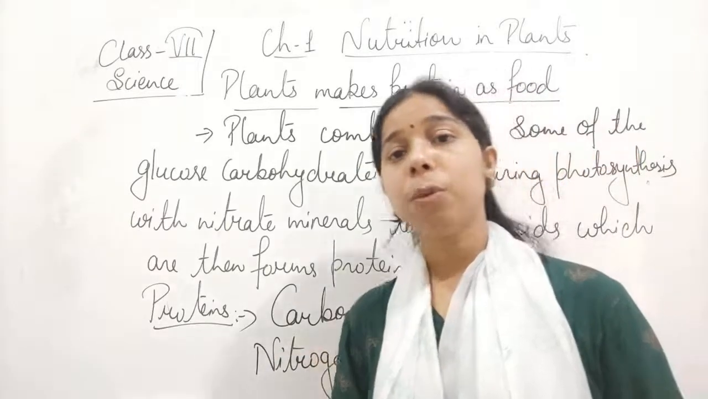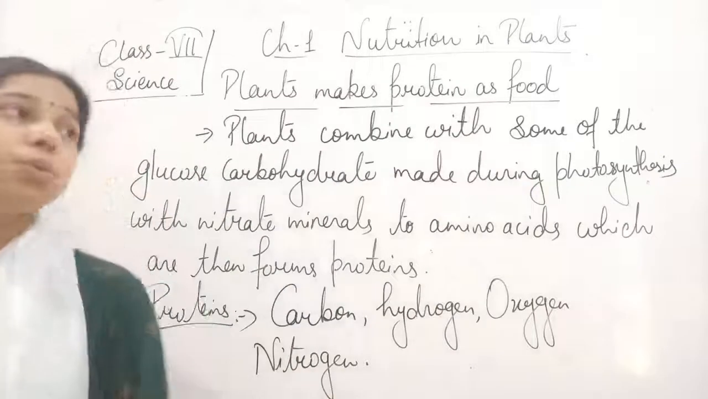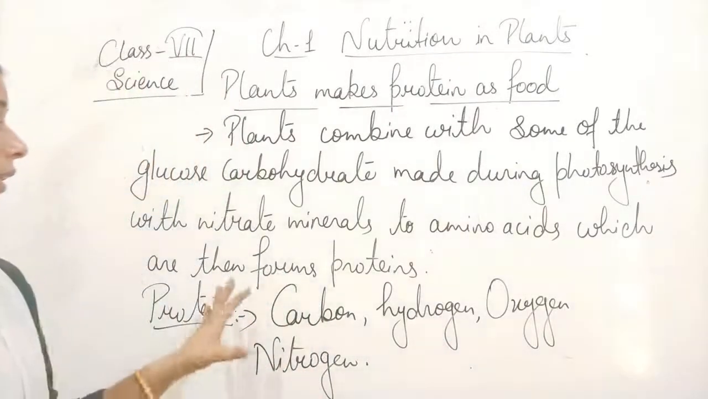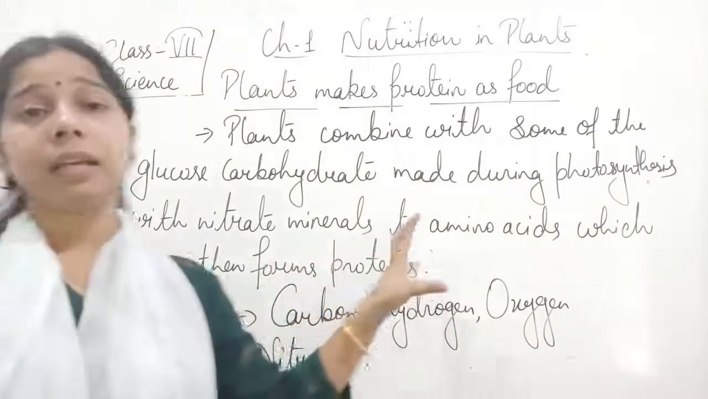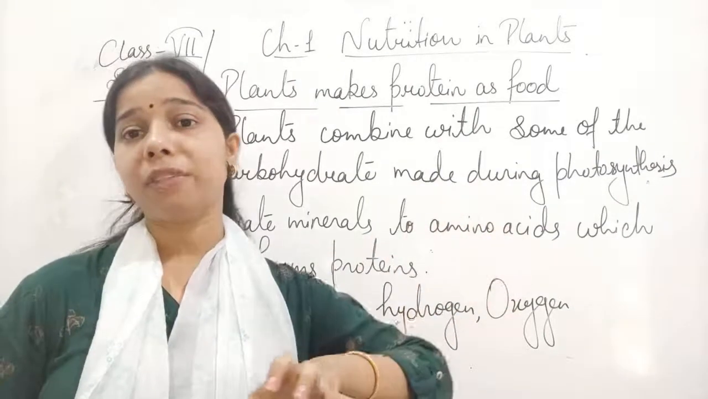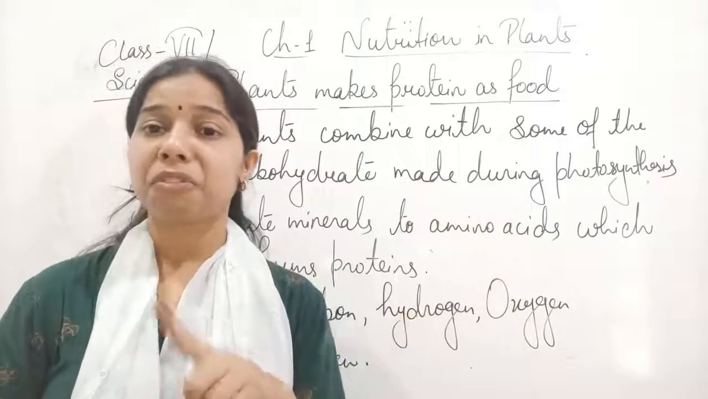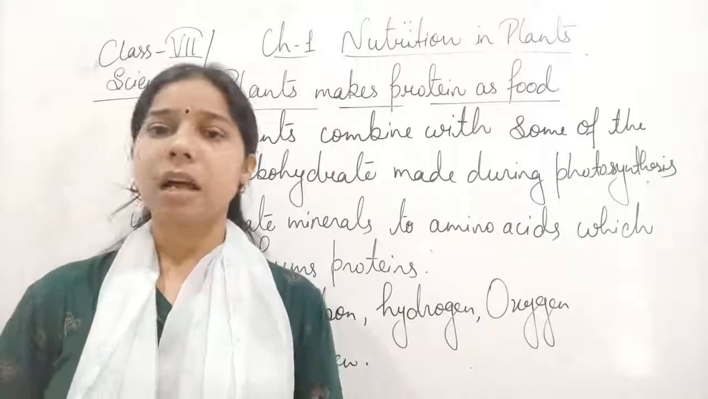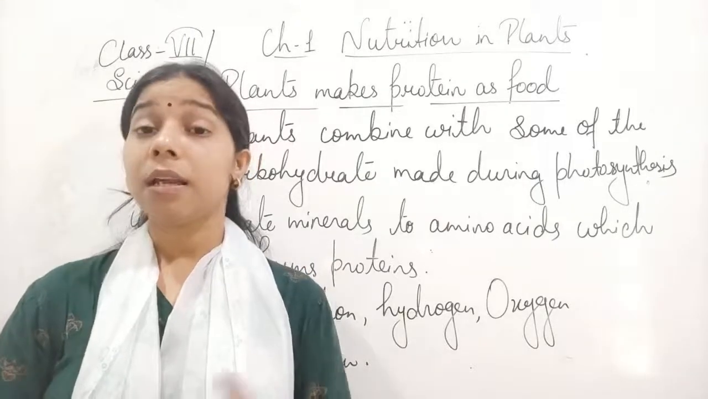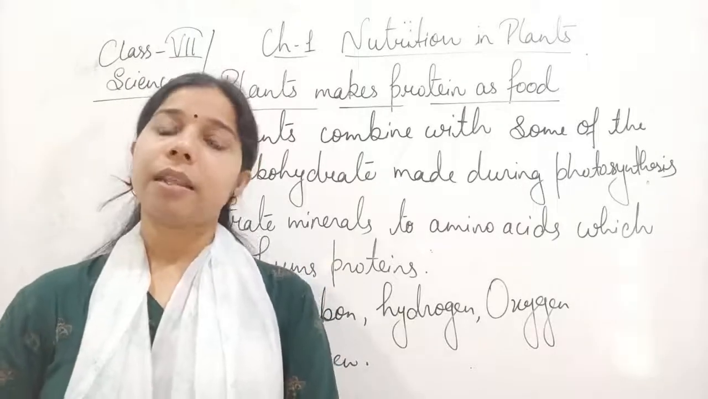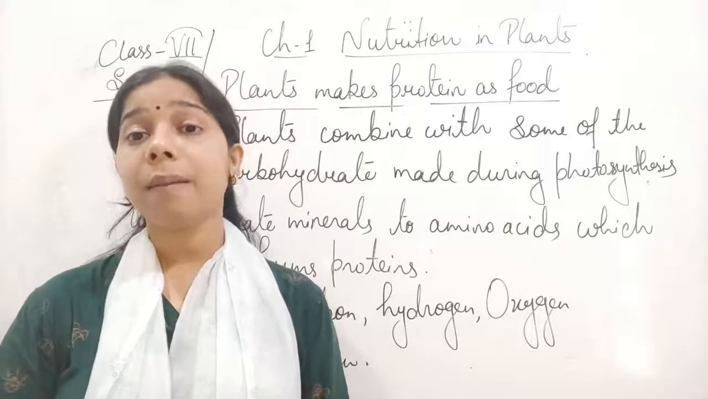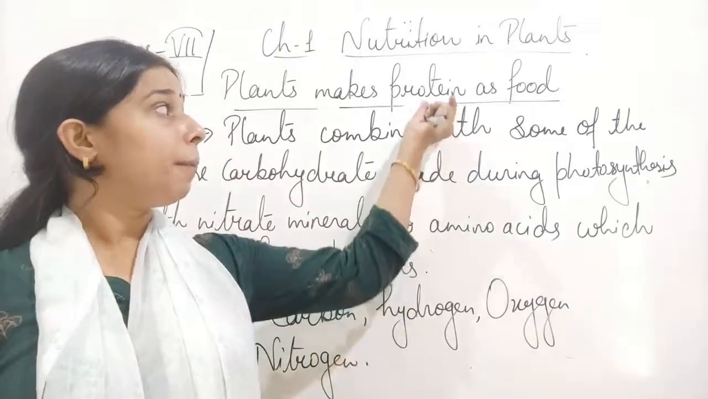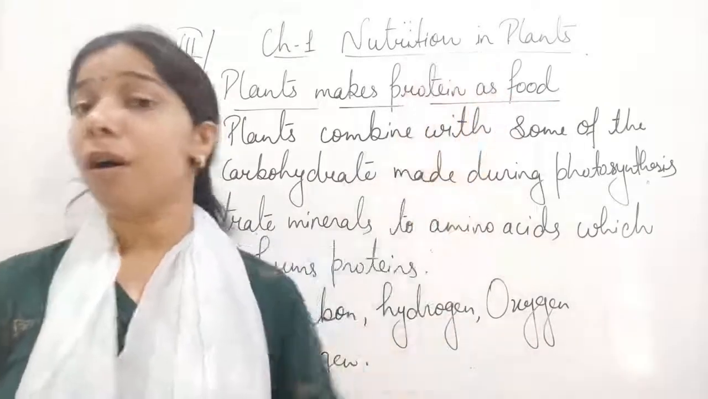Okay, so I hope you have understood how plants make the protein. The carbohydrate which is formed helps in making fat, it helps in making protein also, and starch is also a carbohydrate. Now we will see the next one, how plants help in making vitamins, how plants give vitamins as food.